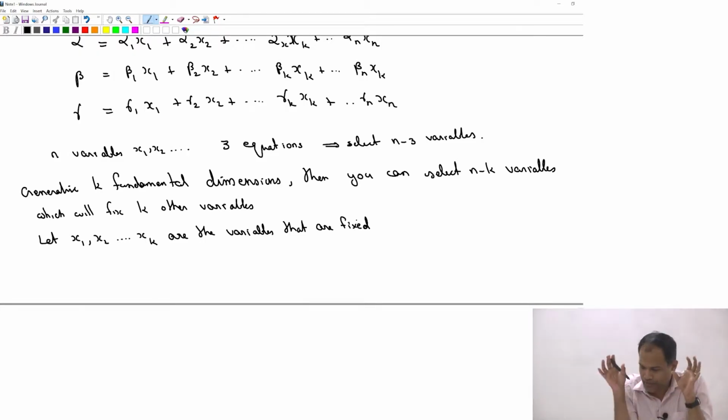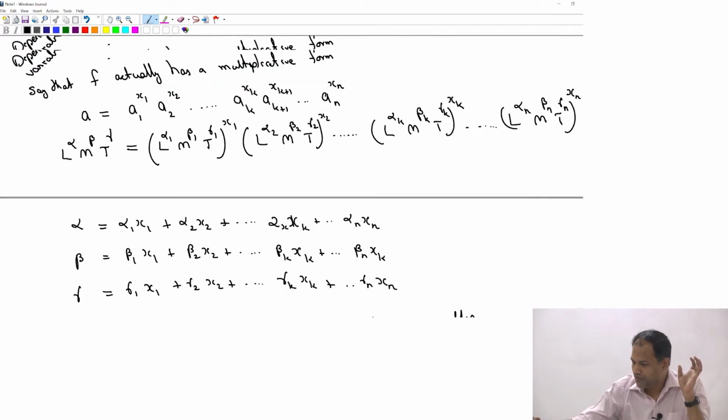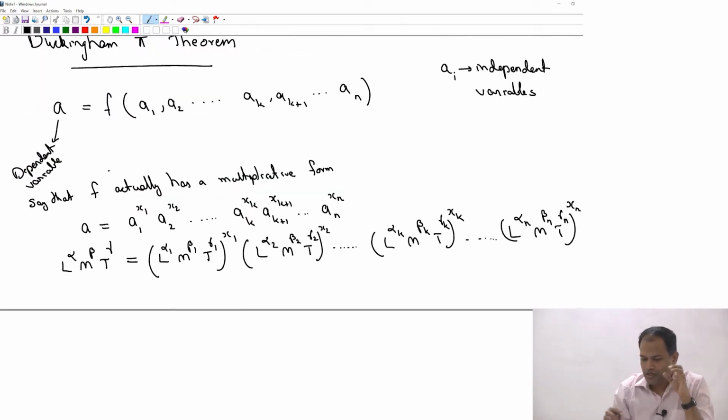So let me just try to tell again, what are we trying to do? We have a dependent variable a which is a function of lots of independent variables. By writing down the dimensions, I have found that I can't assign an arbitrary number of powers to any of the variables. If I talk about 3 fundamental dimensions, then I can independently choose only n minus 3 variables, and that means I will be fixing 3 of them, right? 3 of them will be uniquely determined.